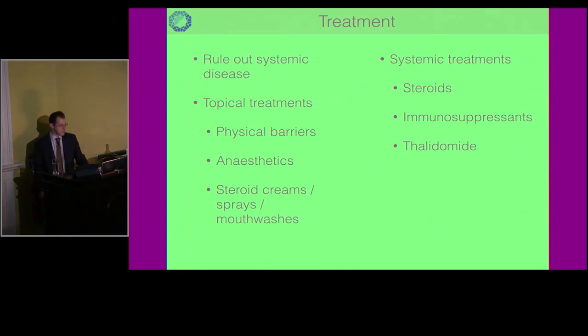The topical treatments then, physical barriers, things like Carmelose, cellulose you can put on top, anesthetics, for the mildest ones. But really the mainstay of treatment is steroid creams, steroid mouthwashes, steroid sprays. So topical steroids work for the vast majority of people with aphthous ulcers. And systemic treatment is really reserved for the most severe, rarely needed for aphthous ulceration. Thalidomide is the only drug that stops people from getting new ulcers, but the side effect profile is obviously terrible.